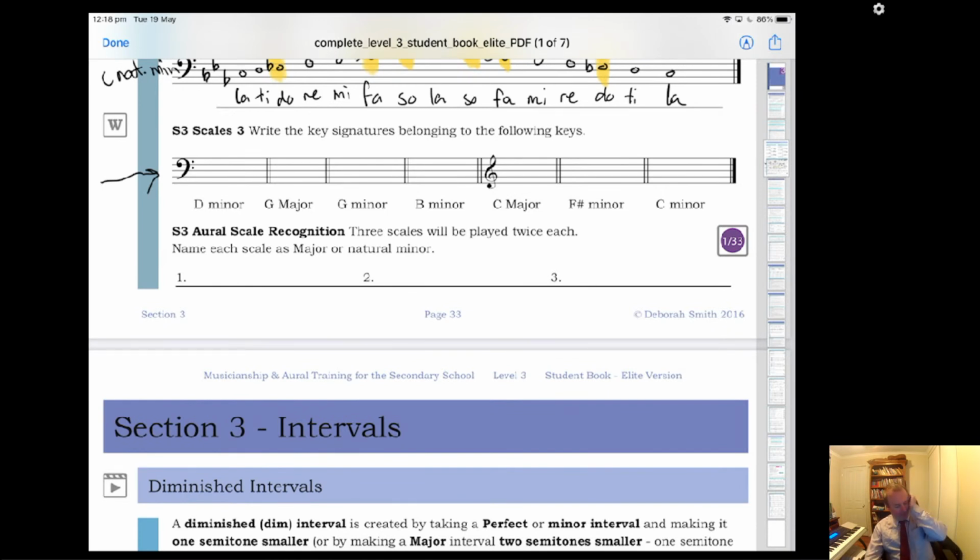Deborah Smith will, in fact. Each scale is played twice. So the first scale will be played twice. The second scale will be played twice. And then the third scale will be played twice. If you can firstly write your answer in your book, of course. But more importantly, for the first person to write into the chat window what the correct order is out of major and natural minor for these three scales. Here we go.